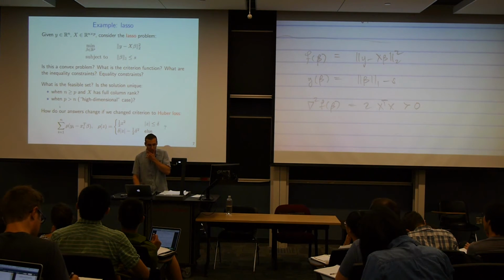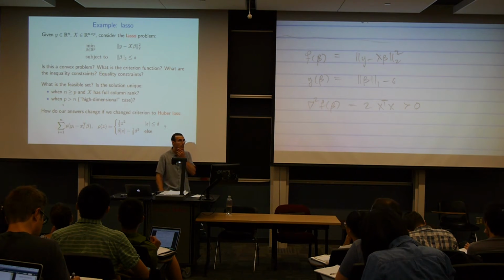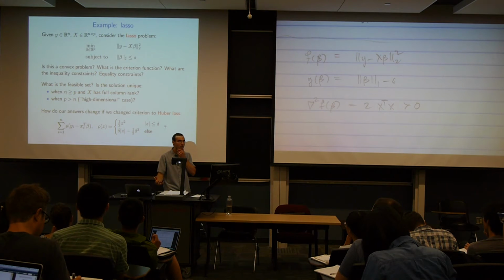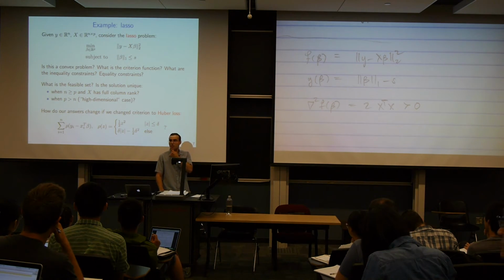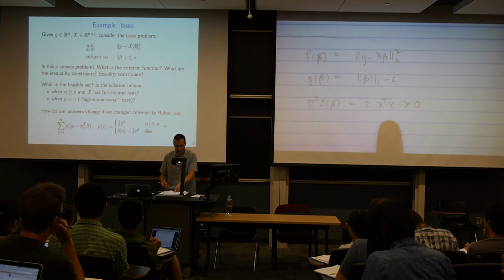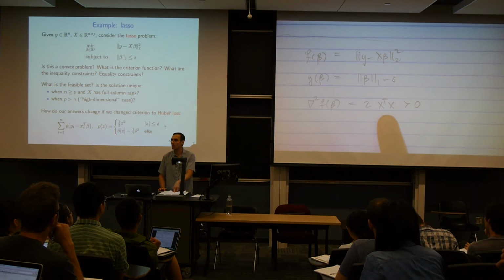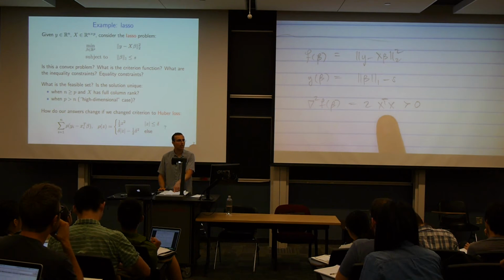How about if p is bigger than n? So I'm trying to make a prediction, but I have more features than I have observations. So I'm in what we call the high dimensional case for this kind of problem. It's not necessarily unique, right? Because this is going to be singular if p is bigger than n. So the criterion is not going to be strictly convex.